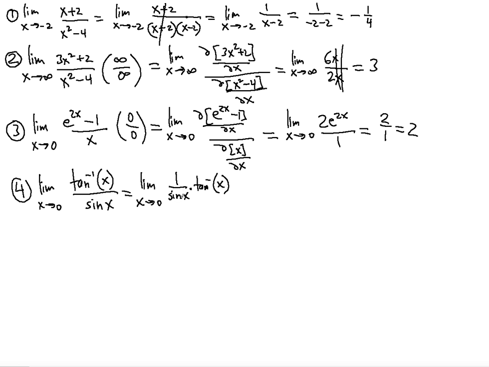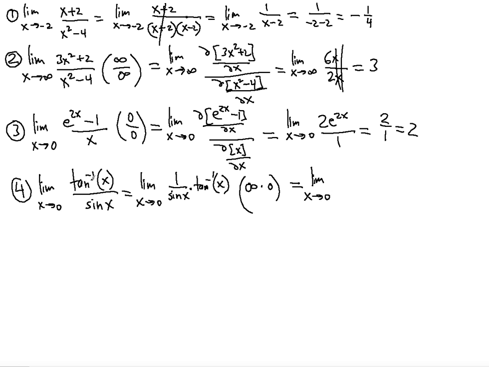However, if you try to rewrite it like this, making the fraction 1 over sine x times arctangent of x, you would still have an indeterminate form. 1 over 0 is infinity, right? So you would have an indeterminate form, infinity times 0. So you have to again use L'Hopital's rule, because there's no way you can avoid it.